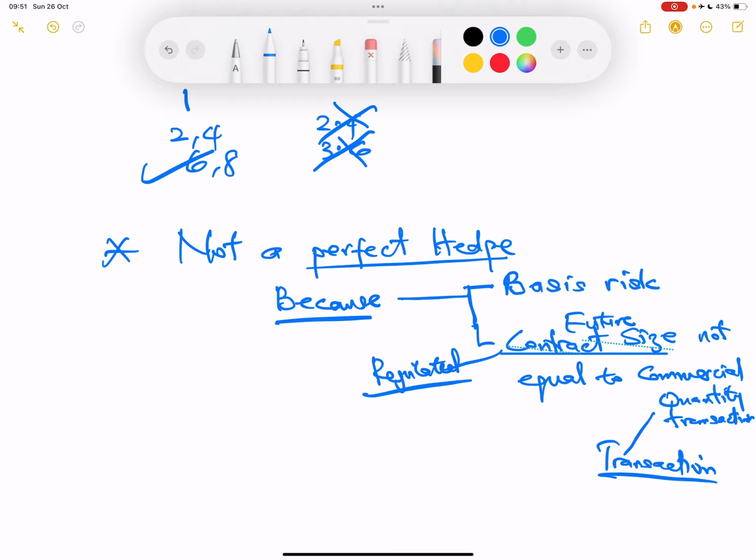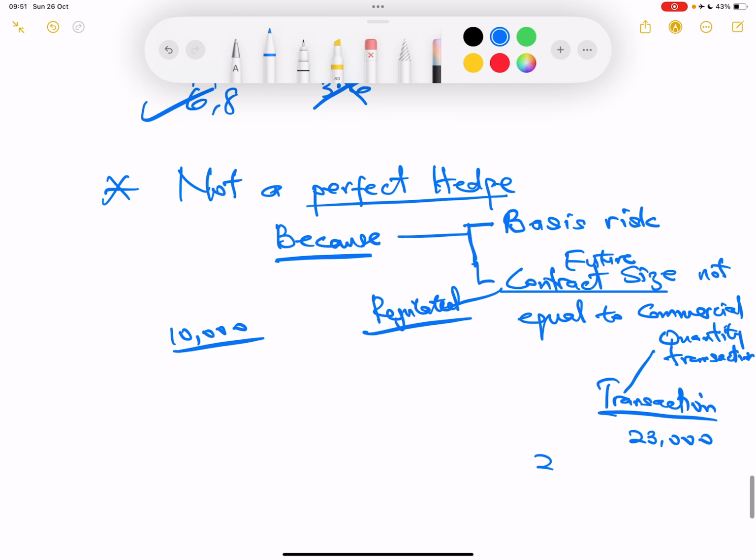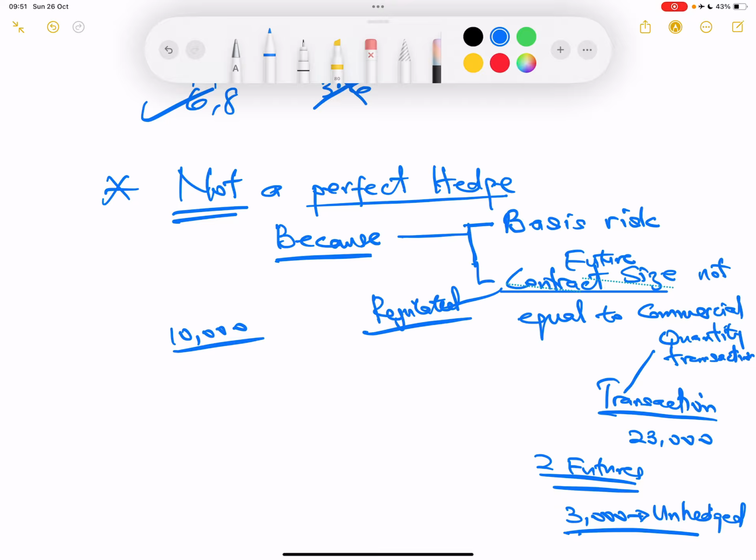regulated. Futures is sold, let's say in 10,000, and you have a transaction of 223,000, it means that you can only buy 2 futures, and that means 3,000 will be unhedged. So that is the exposure, and that will not be a perfect hedge because you still have a part of your transaction that has not been hedged. Very important. Stay on with me.